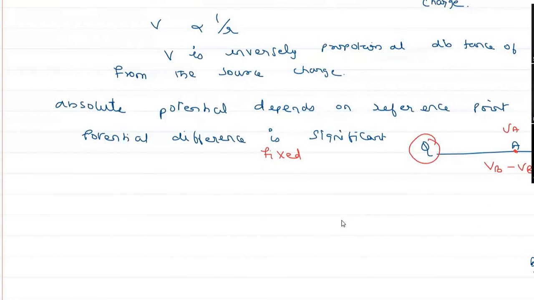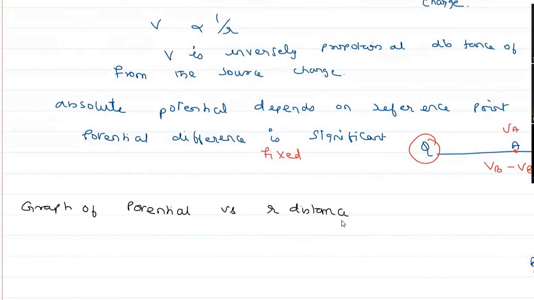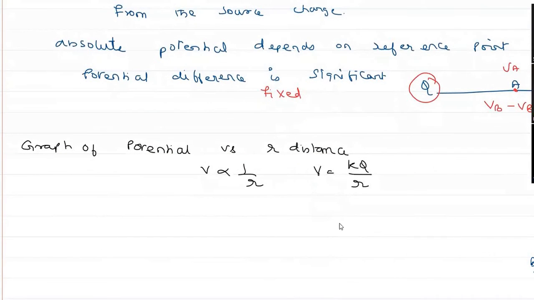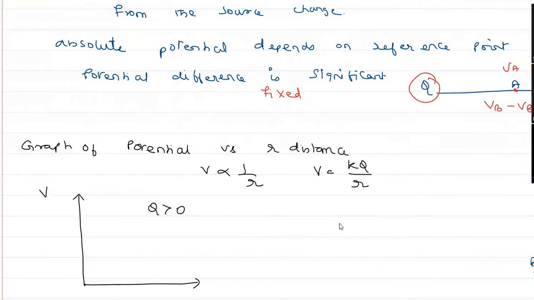Yes, ma'am. Now, next one is the graph of potential versus distance. Just now we have seen that V is inversely proportional to the distance from the source charge. It is KQ by r. Here Q is constant for a given charge, and V is inversely proportional to the distance. So we can have two graphs. One is for positive charge, that is Q greater than 0. When you draw the graph between potential and distance, you have the inverse relation, so you get a rectangular hyperbola.